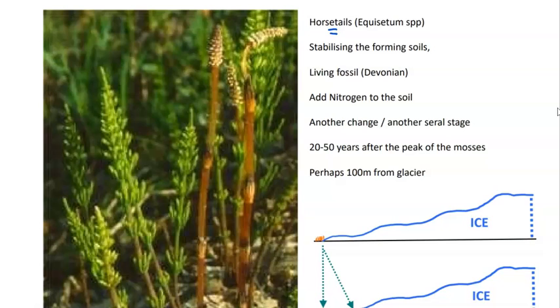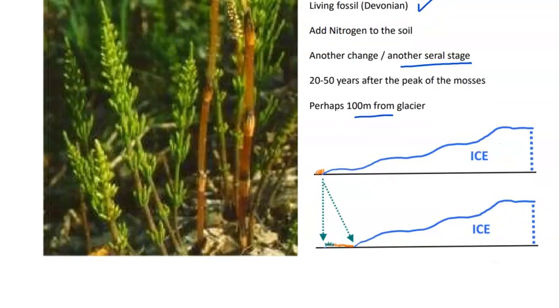Horsetails are very ancient species. The fossil record shows them even back in the Devonian. They can take advantage of the richer soil. They outcompete the mosses and the lichens, and so now the vegetation in this area has changed. We are in a new xeral stage. Perhaps now we're almost 100 meters from the front of the glacier.